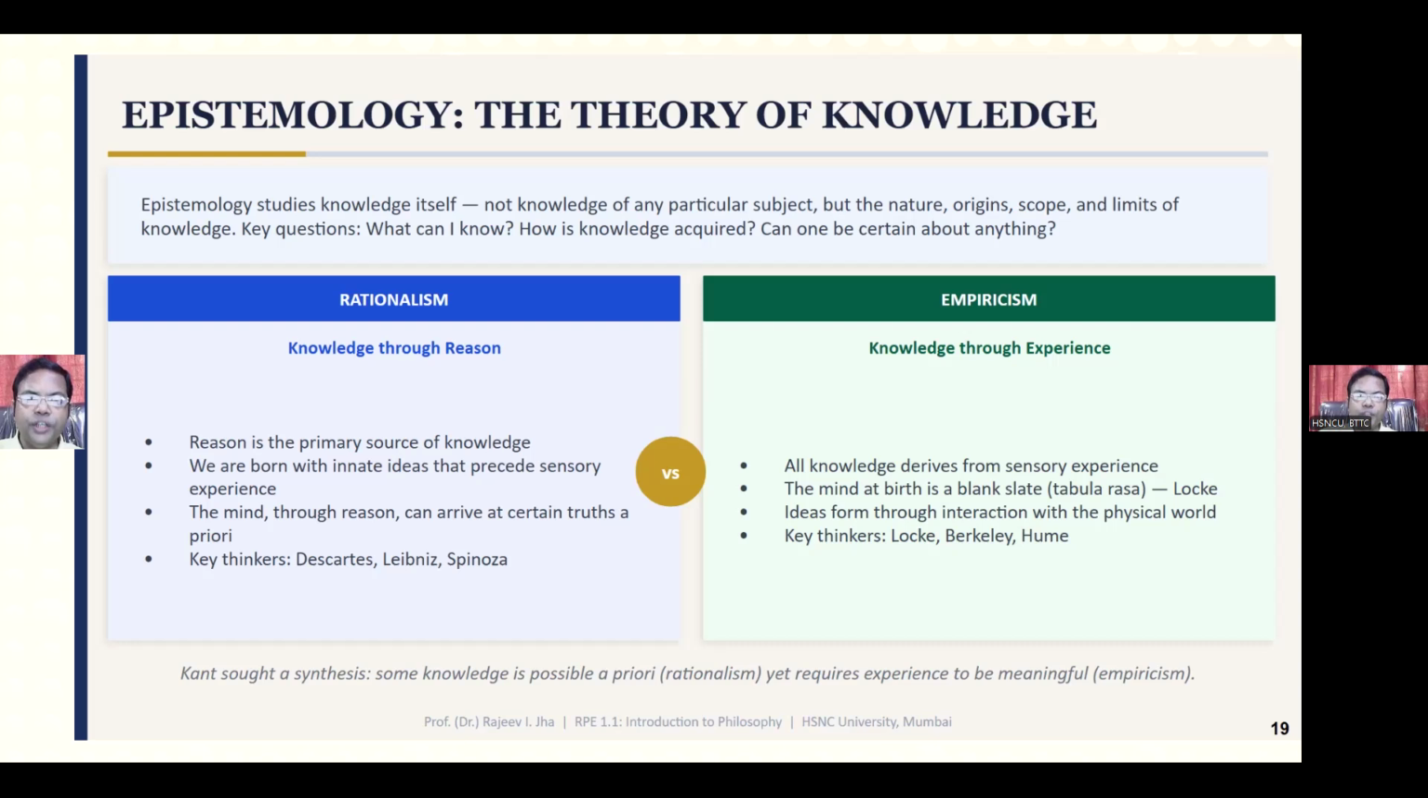Rationalism, associated with Descartes, Leibniz, and Spinoza, holds that reason is the primary source of knowledge, that the mind, through pure reasoning, can arrive at truths independently of sensory experience. We are born with innate ideas that precede any observation.